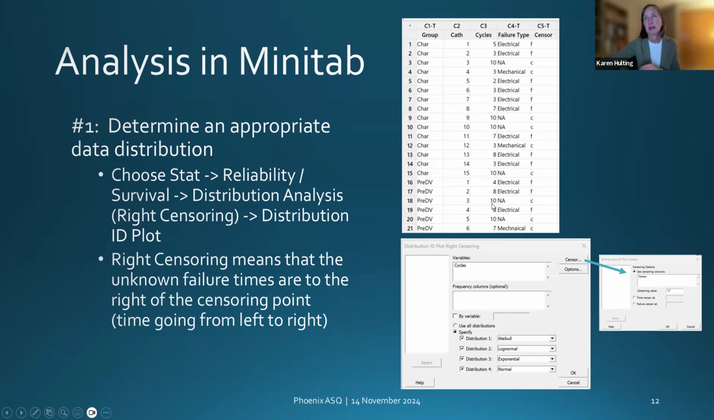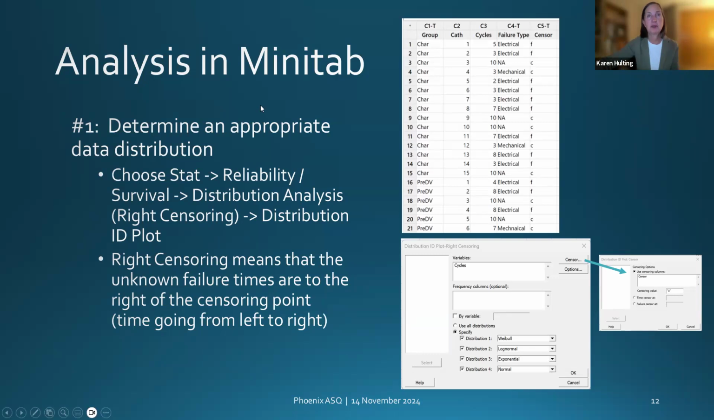set. I've got cycles. It's a little hard to tell. The cycles data is over here on the right-hand side of that column, and then the failure type is on the left-hand side. So they're a little close. But we've got all the information we need to do this reliability data analysis. So we're first going to take a look at it in Minitab.